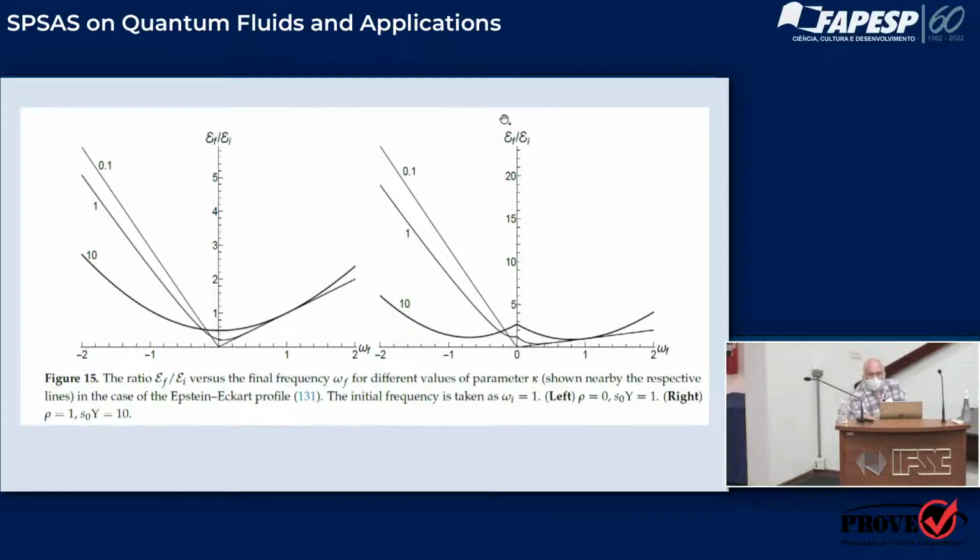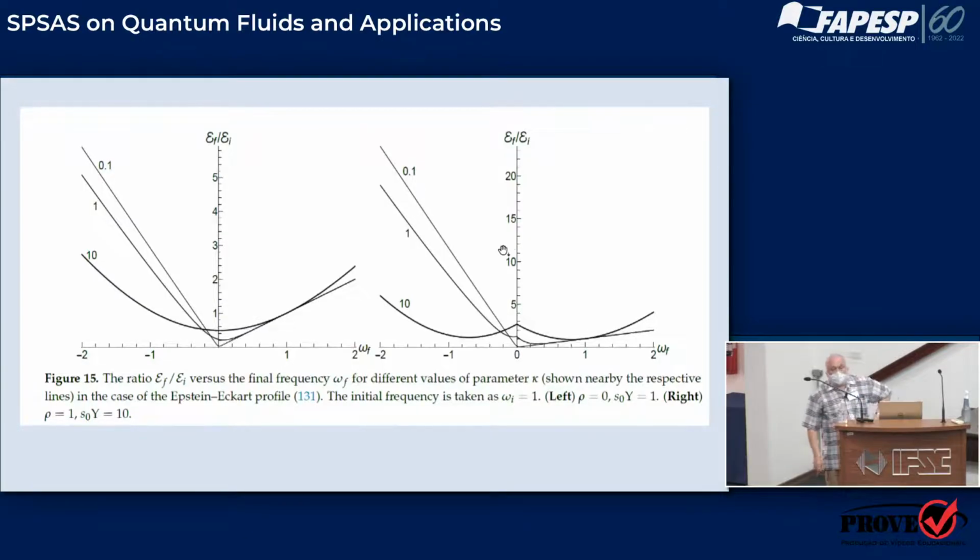The ratio of final energy to the initial one is a function of final frequency. It can be positive, can be negative. And the parameters are the following. With this very small number, this is adiabatic evolution. A big number is this instant jump. And this figure is for 0 temperature, this one is for high temperature.